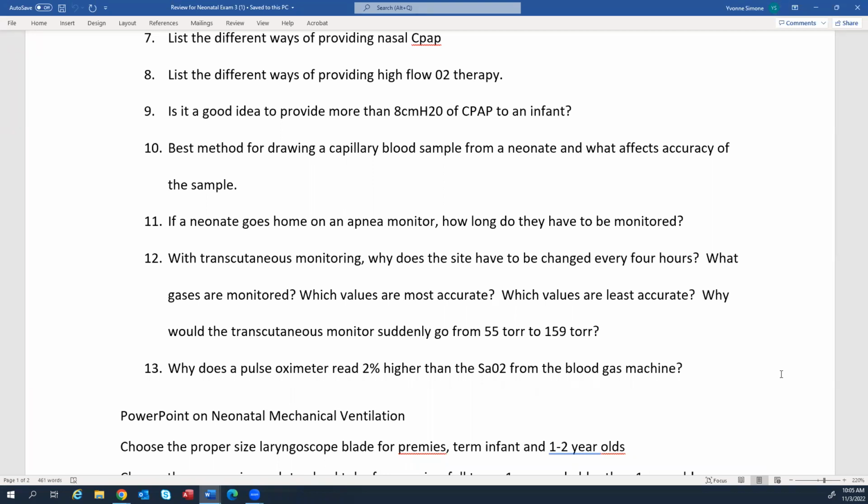You need to know what gases you can monitor with transcutaneous monitoring. You need to know which values are most accurate. So is oxygen accurate when using transcutaneous monitoring? Is carbon dioxide accurate?